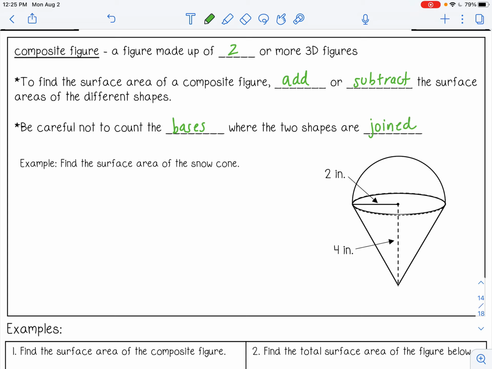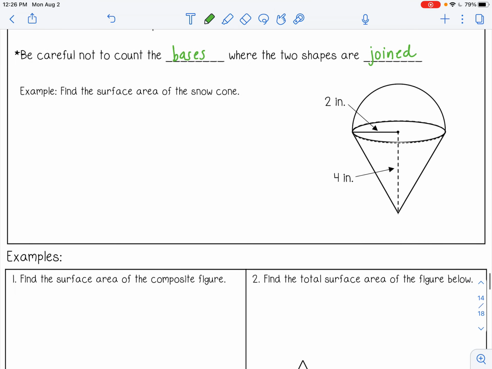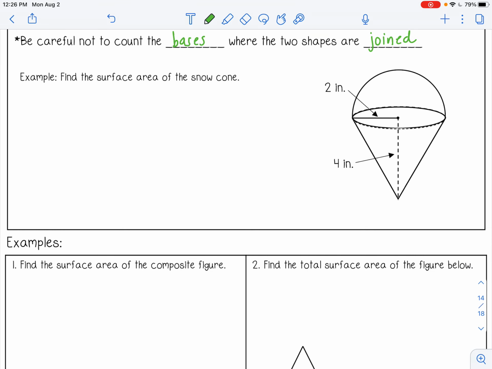Okay, so here we have a snow cone and we want to find the surface area. So the first thing you want to do is identify the two shapes. In this case, it looks like a sphere on top, but not a whole sphere. It's actually called a hemisphere, which is just half a sphere. And then we have, of course, a cone on the bottom.